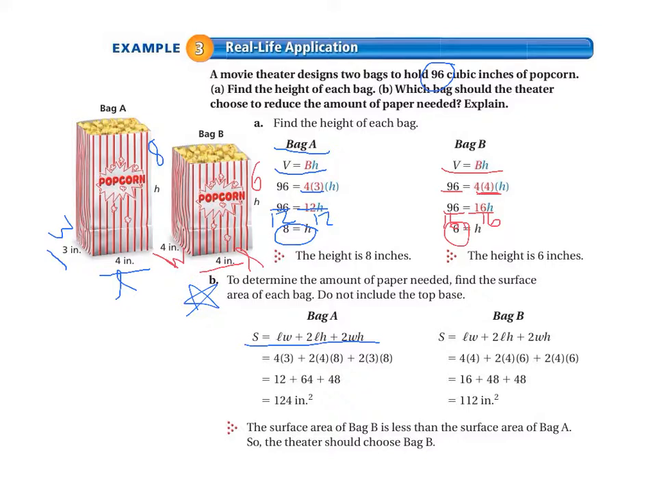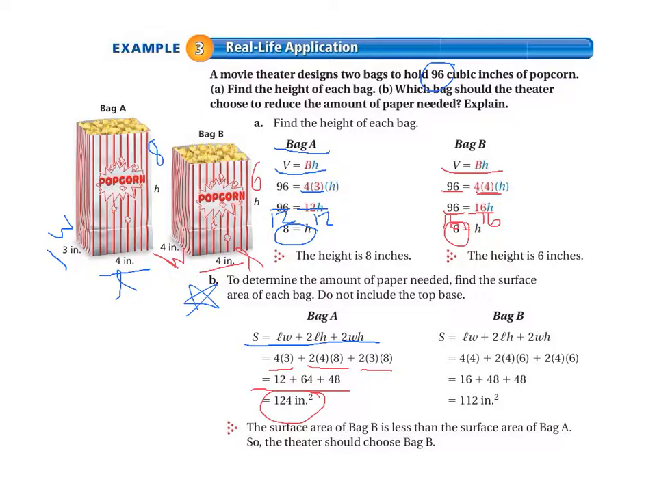We have for our bag A, our length is 4 and our width is 3, plus our length is again 4 and our height was 8 we found. And then we go to our width, 3, and the height is 8. And we get 12 plus 64 plus 48, and we add that up, and we get 124 inches squared.